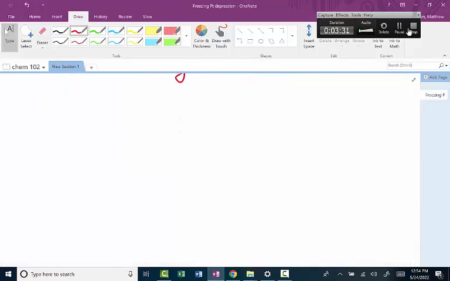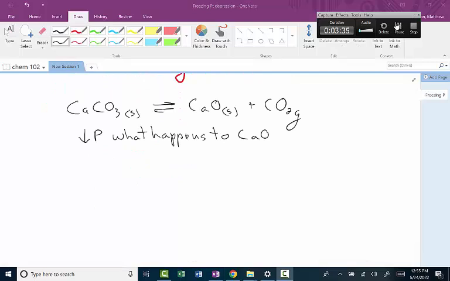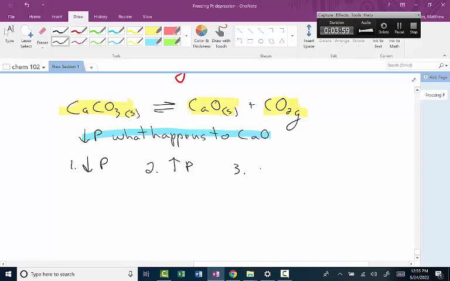Let's do one more. So here we're going to, in this reaction, CaCO3 solid yields CaO solid and CO2 gas. And so in this reaction, we're going to decrease the pressure. What happens to the amount of CaO? Okay, so the stress is decreasing the pressure. Number 2, it wants to increase the pressure. Number 3, we do this by increasing the moles of gas.